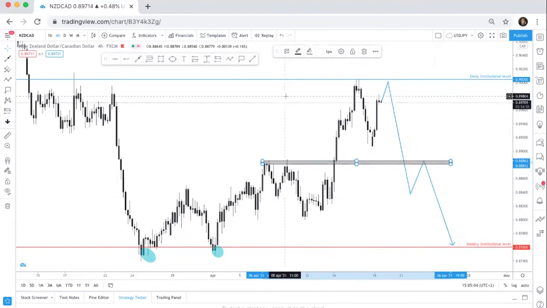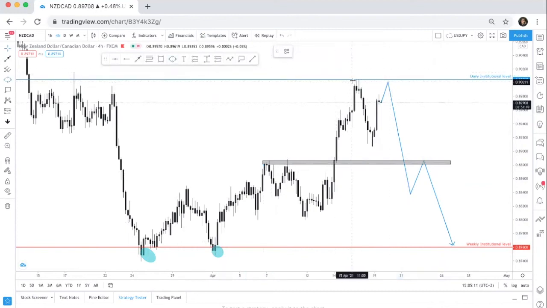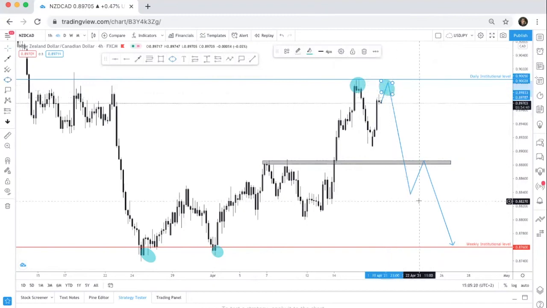So option number one would be going back up to our daily, making a double top, something like this, right there and right there, before continuing down.